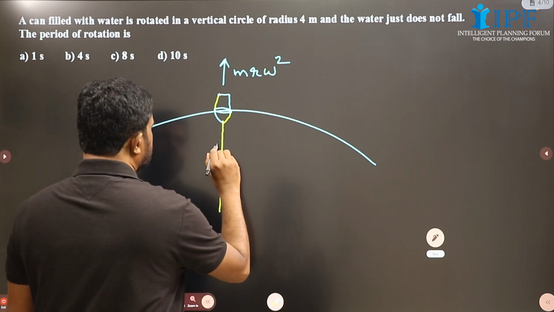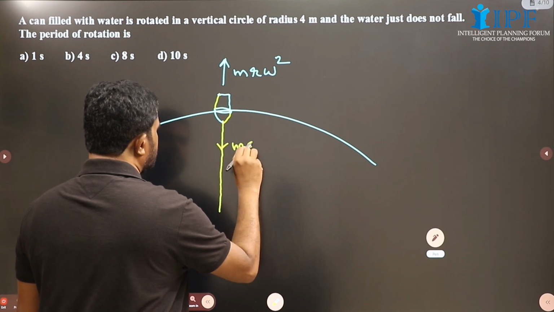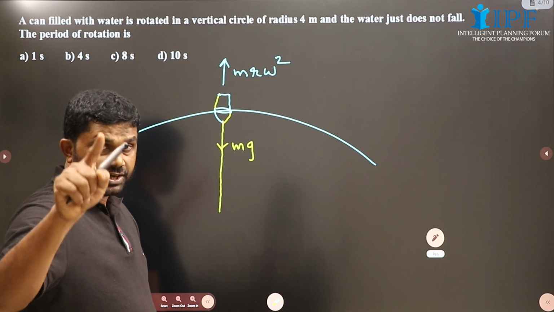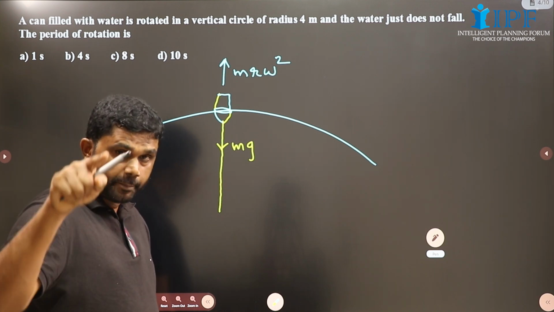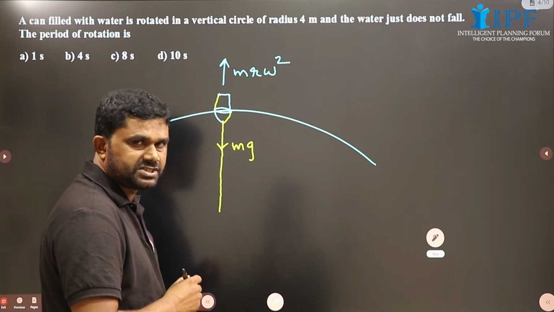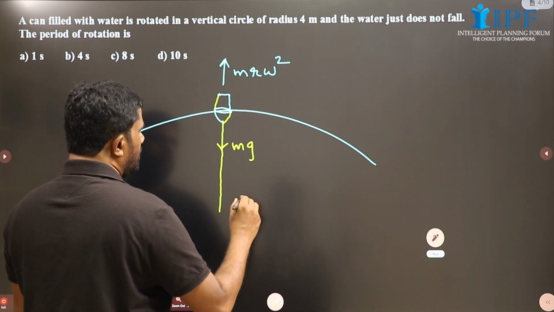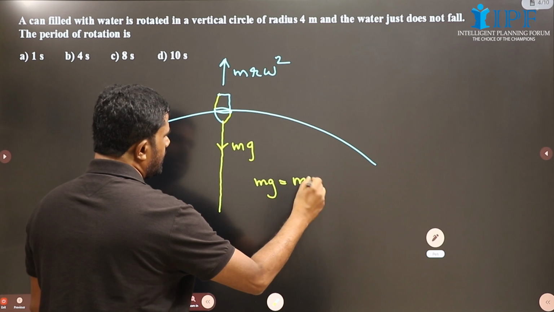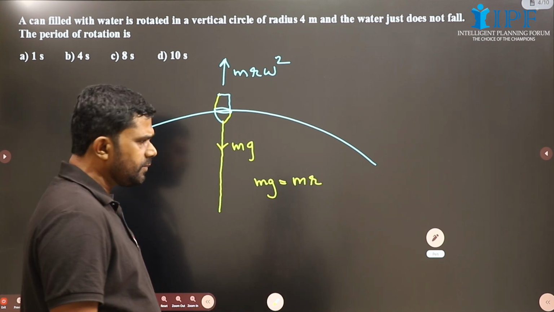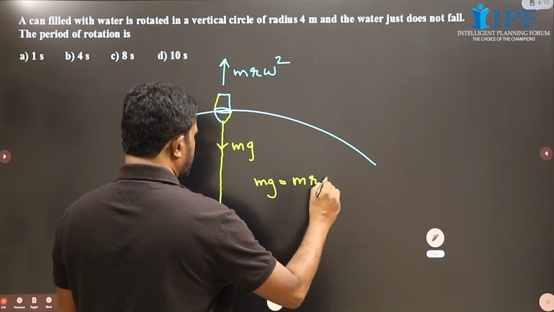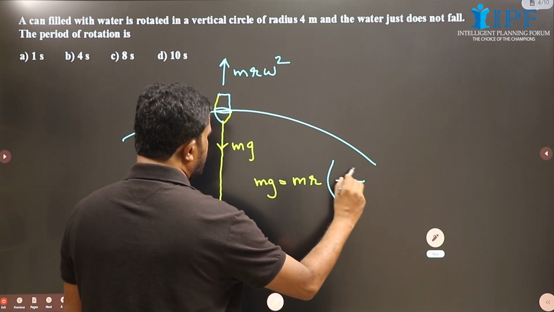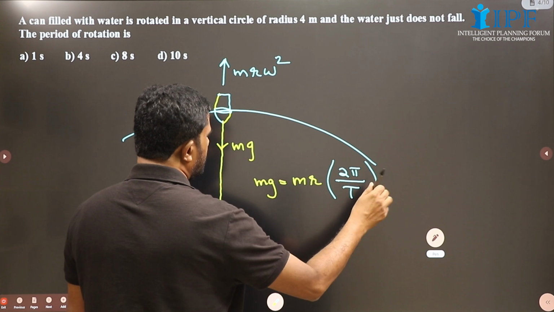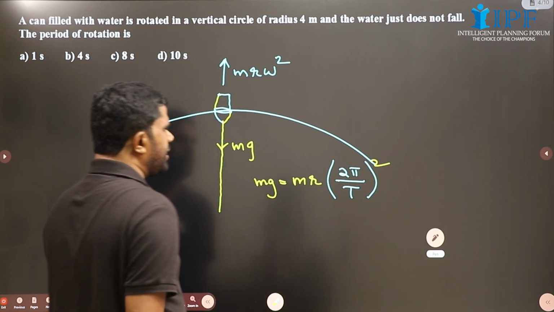Okay, and the second force acting on water is weight mg, that is acting vertically down. As the water is to be at rest with respect to the bucket, these two forces must balance each other. Okay, so let's say mg equals mr omega square. This omega you can write as 2 pi divided by capital T. Then omega square.